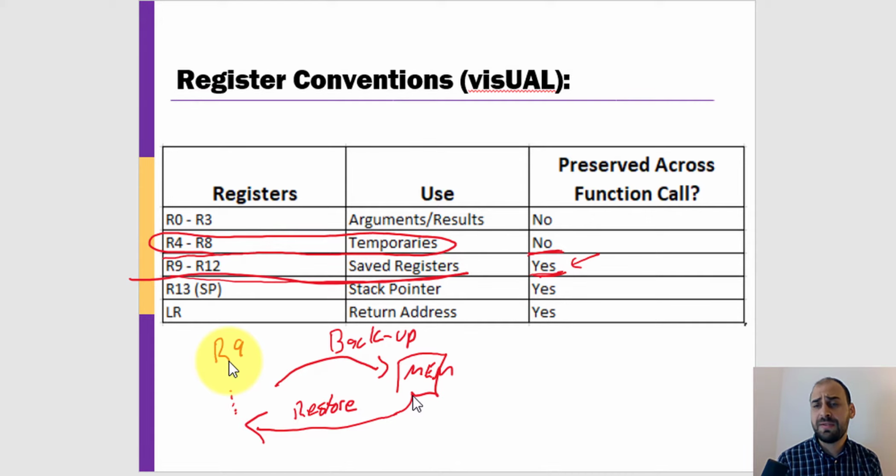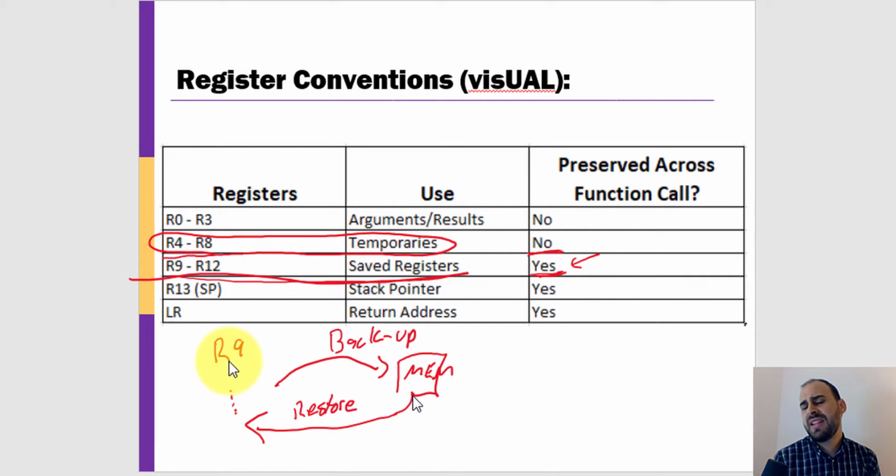Inside of our function, we need to use registers to do the work. We have certain registers that have some conventions on them, such that we can use them, but if we do, we need to back up the original piece of information. Then we can use it for whatever we want, and then we just need to restore it when we're done.